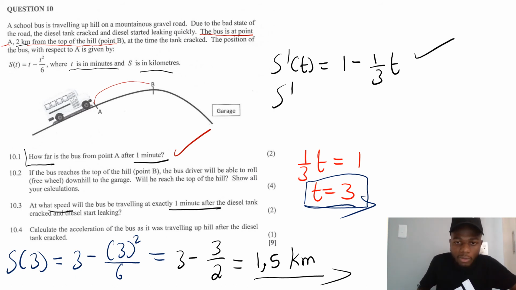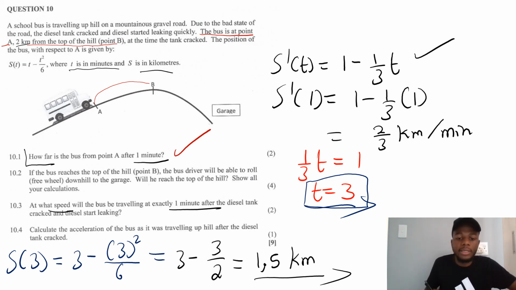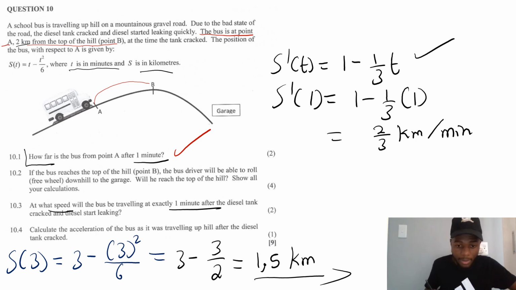So s prime of 1 is going to be 1 minus 1 over 3 times the t, where we put 1. I think we're going to get 2 over 3 kilometer per minute, because our t is in terms of minutes. Then we are done with the speed at exactly 1 minute. Perfect. So let's go to the next question, or the last question.